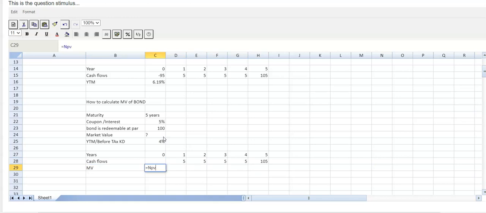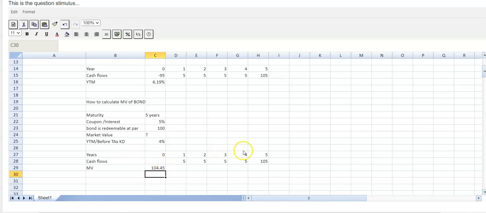You will write NPV. You will write the word NPV. Bracket start. You will write the 4%, that discount rate, comma. You will select all cash flows from year 1 to year 5. Answer will be 104.45. So that's how you will calculate the market value.